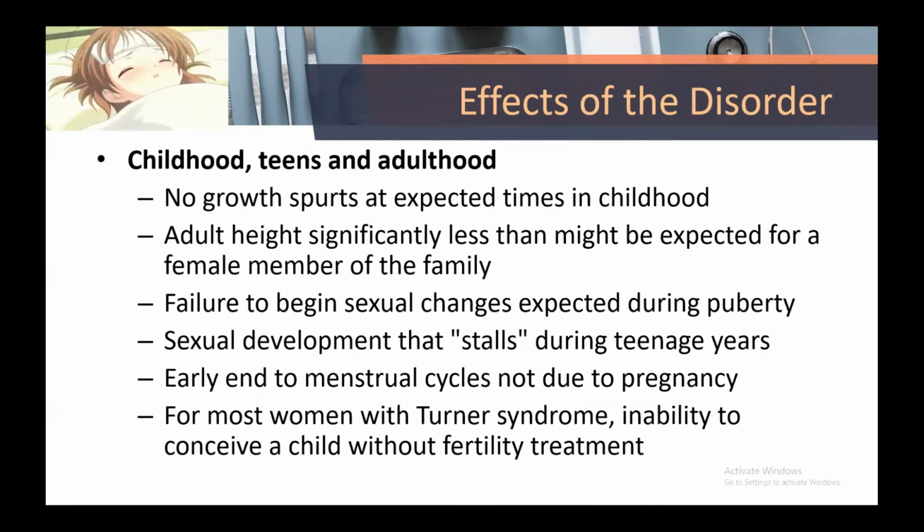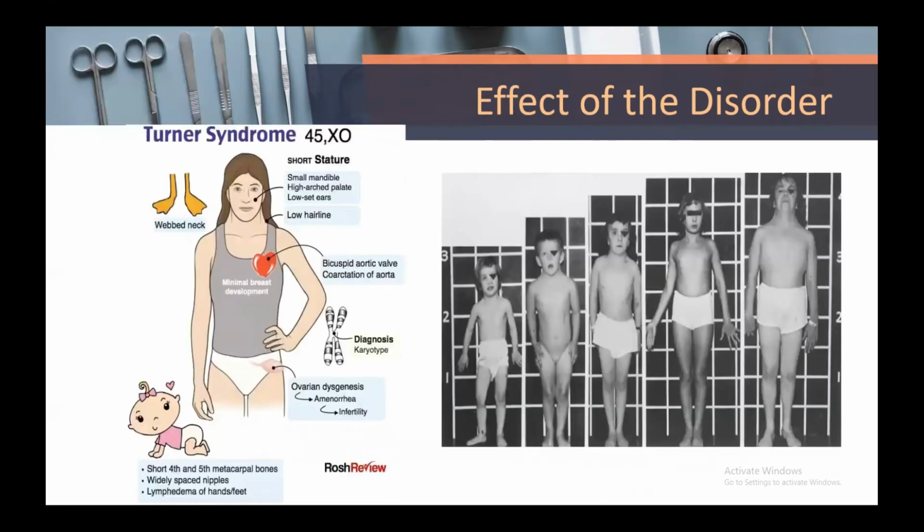For childhood, teens, and adulthood, no growth spurts occur at expected times in childhood. Adult height is significantly less compared to a normal female member of the family. Failure to begin sexual changes expected during puberty. Sexual development that stalls during teenage years. Early end to menstrual cycles not due to pregnancy. And for most women with Turner syndrome, there is an inability to conceive a child without fertility treatment. As you can see in the photos below, this is what the Turner syndrome does to a human body.